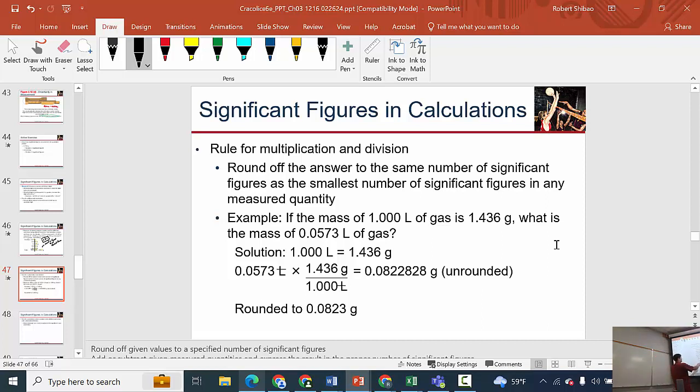For multiplication and division, we do it by the fewest number of sig figs. So let's look at this calculation here. This is multiplication and division. So we look at how many sig figs this is. How many sig figs do you count there? Do you count these zeros here? No. And so this is 1, 2, 3. How many sig figs here? 4. And how many sig figs here?